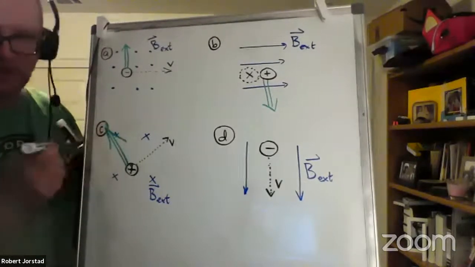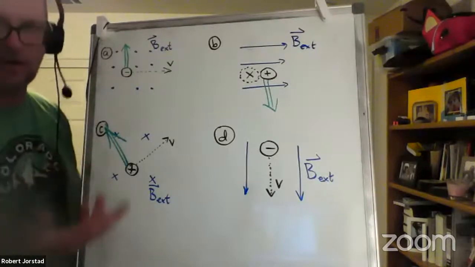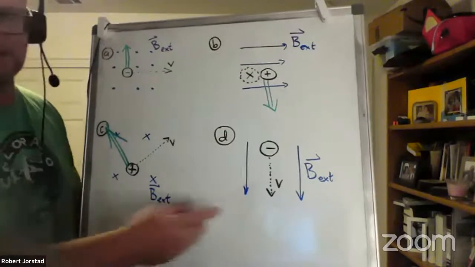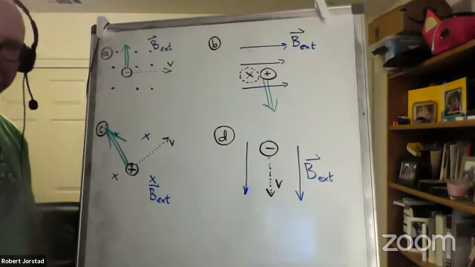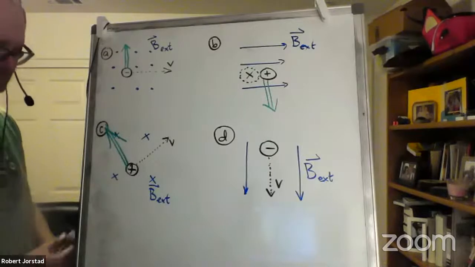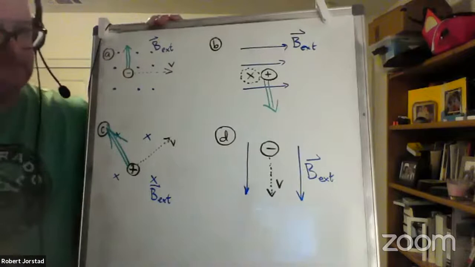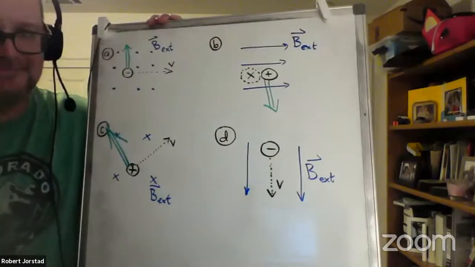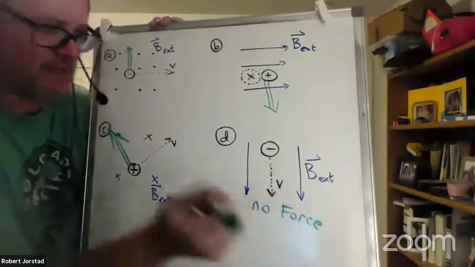And just like we saw in that simulation, because of the cross product, most of the time all three are perpendicular. Not always. How about this one? D. We have 0, right? No force. Why? This is like the one Nick was talking about in the sim.